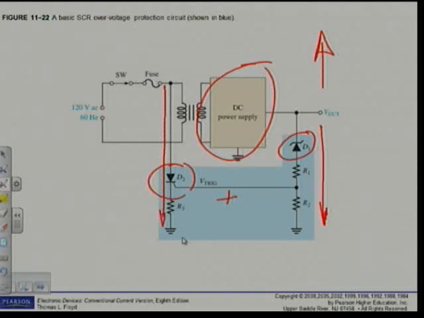I repeat, when the output voltage of the DC supply goes too high, this Zener diode will go into conduction in the reverse direction, putting a positive voltage on the gate of D2, basically triggering D2, and will blow the fuse and protect the rest of the circuit. That is a very simple over voltage protection circuit.